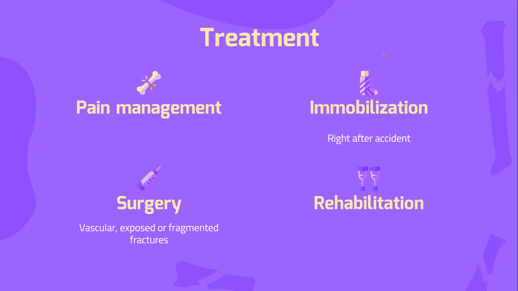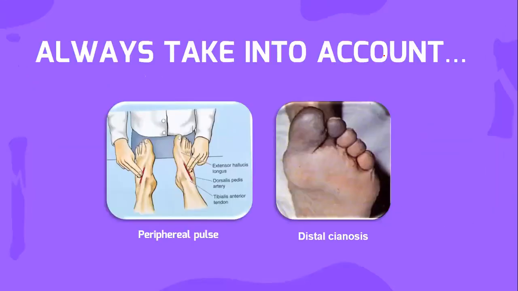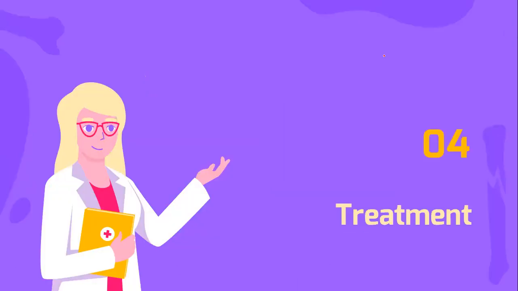And right after the accident, if there's a trauma history, as we already talked about, we have to immobilize the limb or the structure that we might be thinking is fractured. If it is exposed, has vascular damage, or is a fragmented fracture, this patient needs surgery. How do we know this patient has vascular damage? Well, as I already told you, peripheral pulse and distal cyanosis.